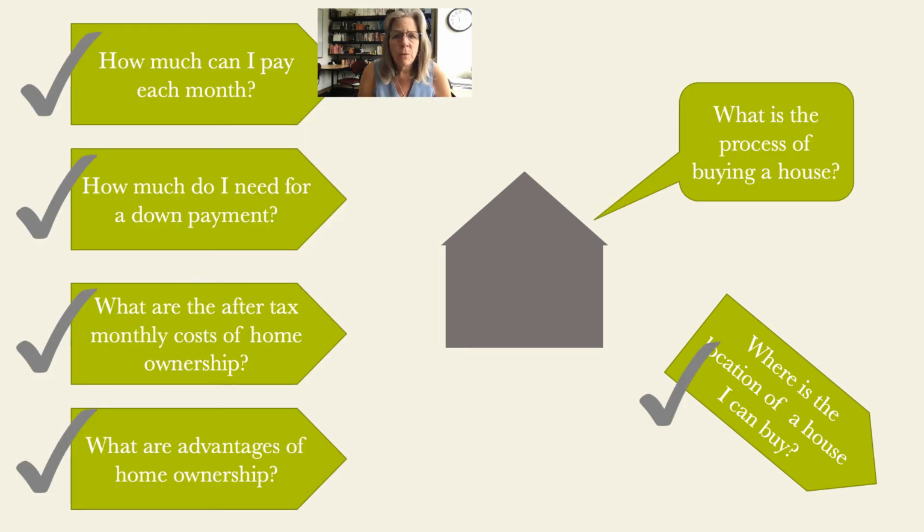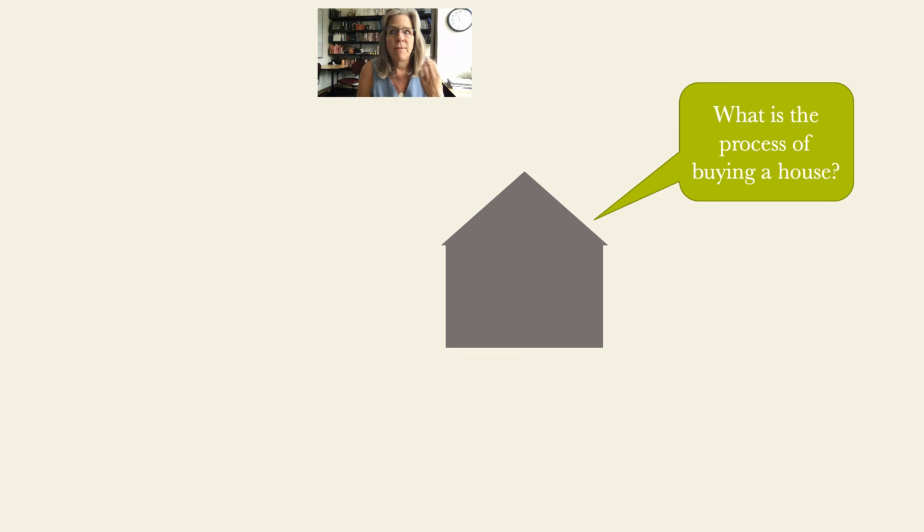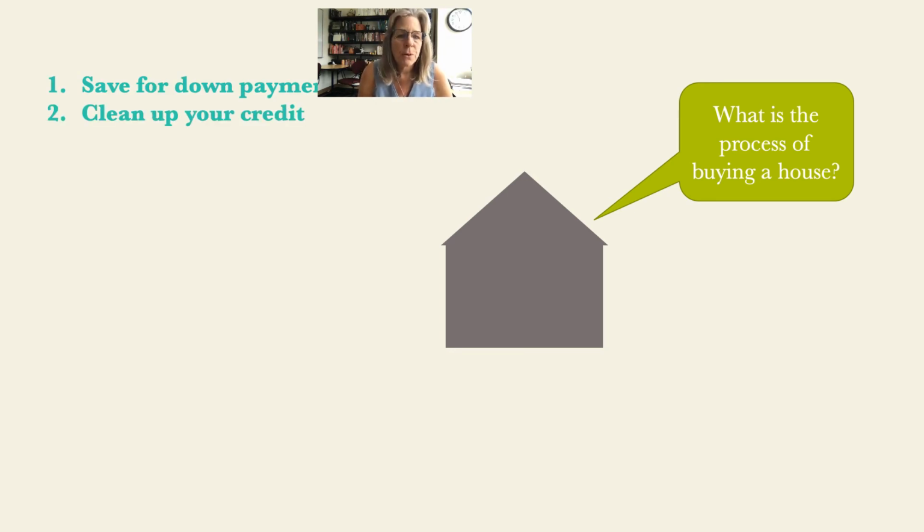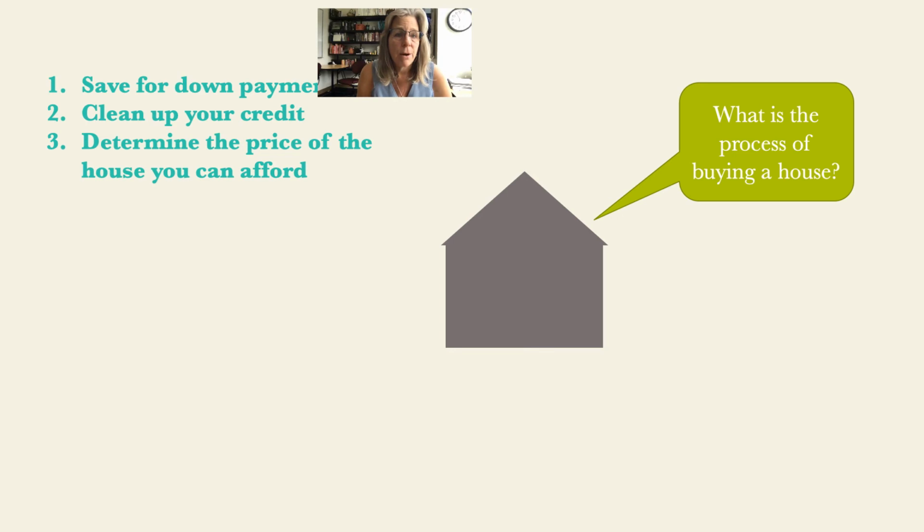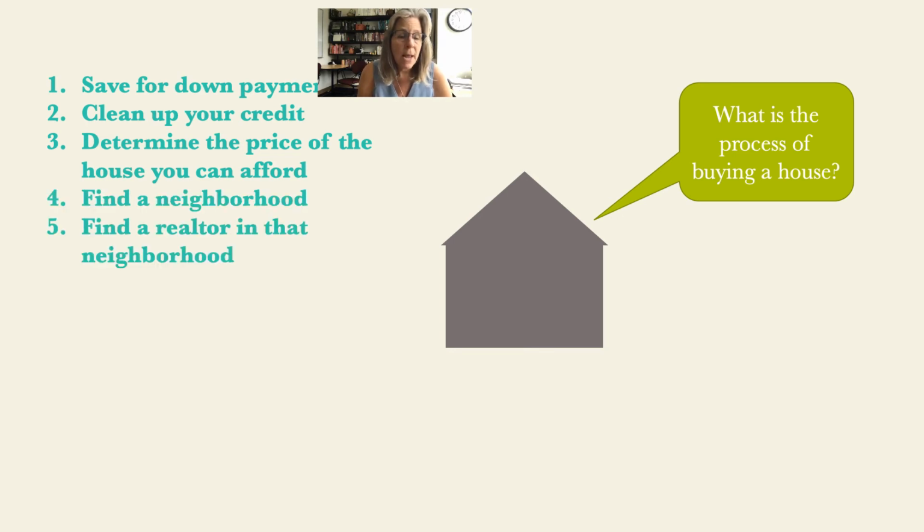And then you say, well, okay, I know where I want to buy. I know how much I can afford. So now what do I do? You have the down payment, so saving for the down payment is important. Clean up your credit. Look at your credit report and make sure you have good credit ratings so that you can get good interest rates on your loans. Determine the price of the house you can afford. We did that already, that $600,000 amount. Find a neighborhood that you want to live in, and then look for a realtor in that neighborhood, somebody who knows the neighborhood and can help you maneuver the system.